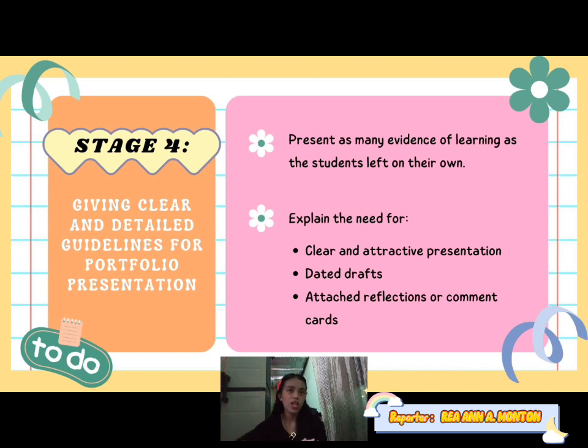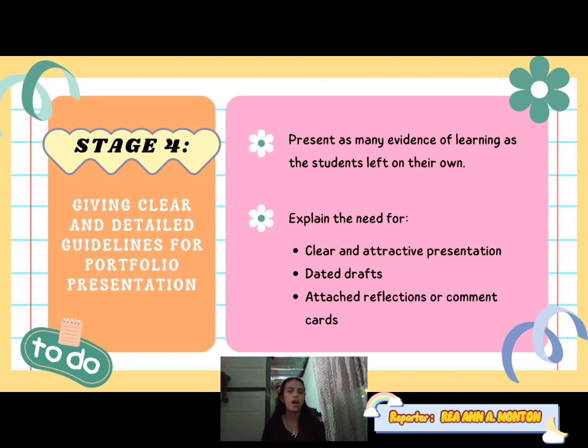So in this stage, you always remember that it has a limit, because students present as many evidences of learning as they can when left on their own. Also in this stage, you need to explain the need for, first, clear and attractive presentation. Next is dated drafts. Third is attaching reflections or comment cards.